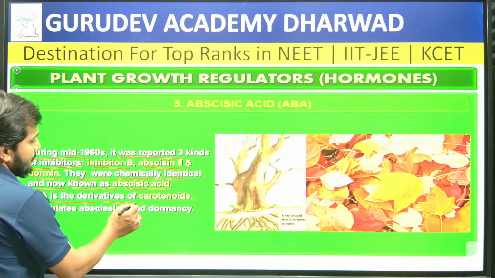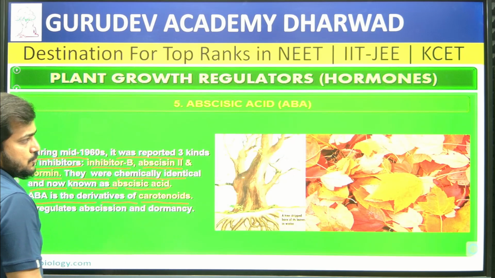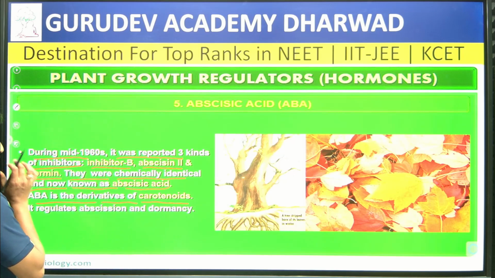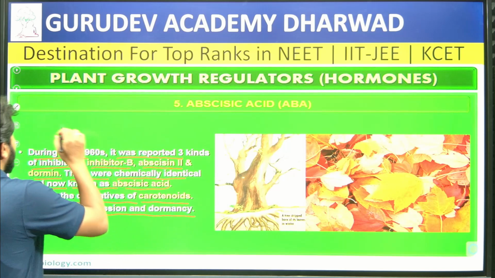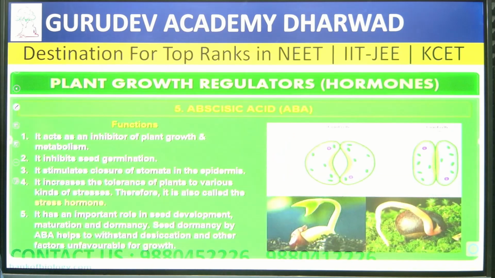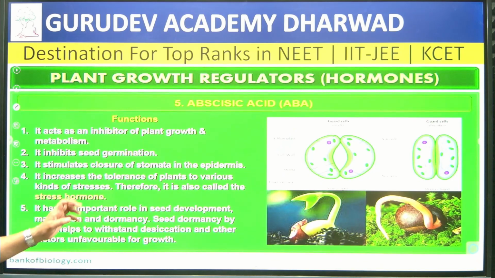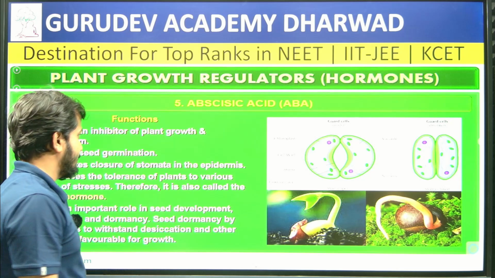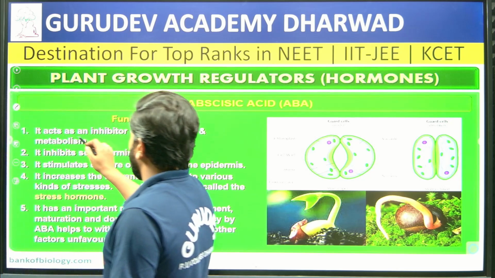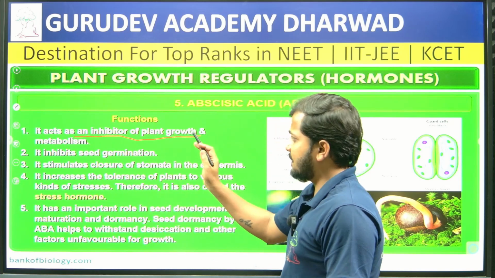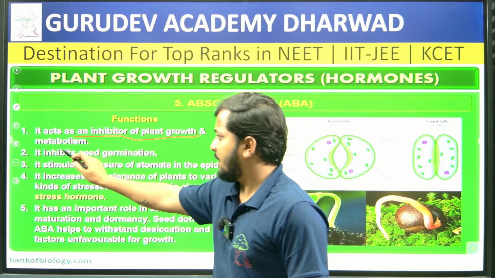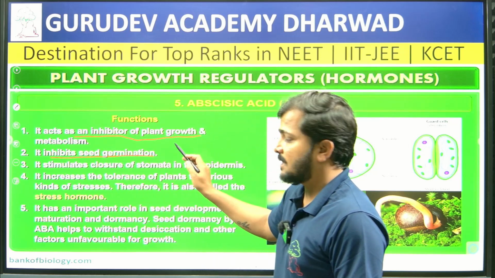ABA is derived from carotenoids. It is actually derived from the carotenoid with respect to the leaf you can consider. It regulates abscission and dormancy. So overall, the functions of abscisic acid, if you consider, it acts as an inhibitor of plant growth and metabolism. It inhibits plant growth and metabolic activity. It inhibits seed germination.